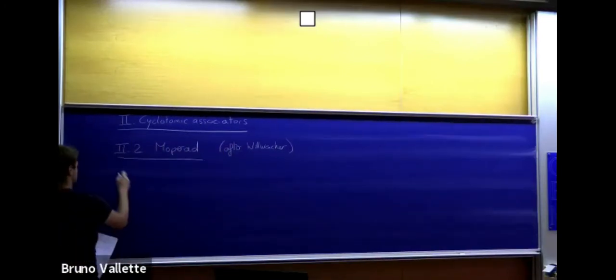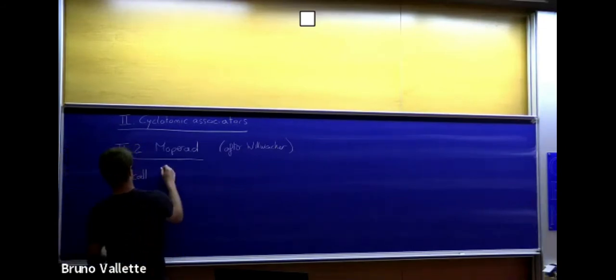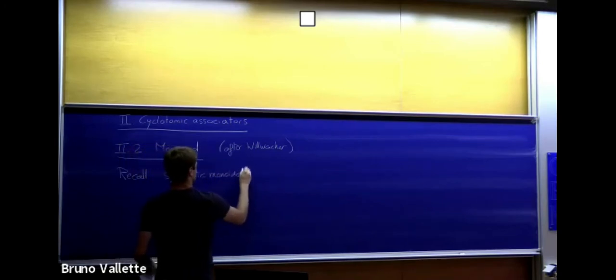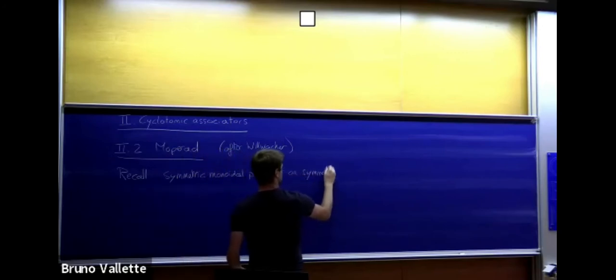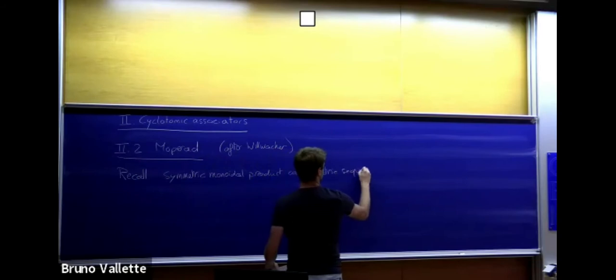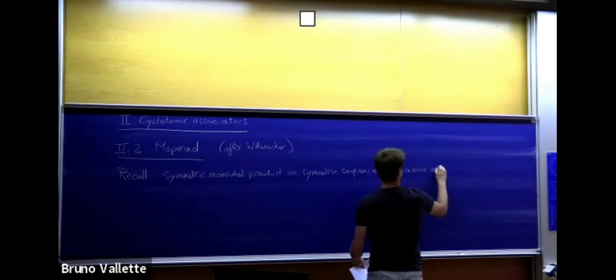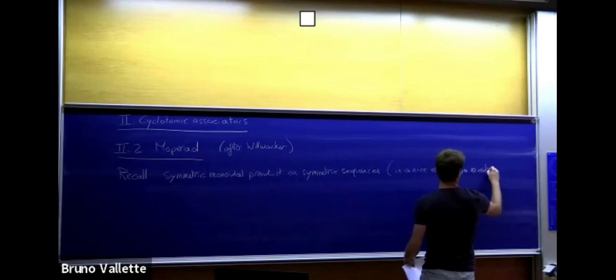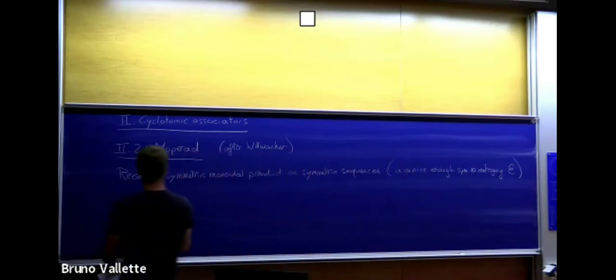So recall that there's another monoidal product which is symmetric, on symmetric sequences, in a nice enough symmetric monoidal category. And it's given as follows.